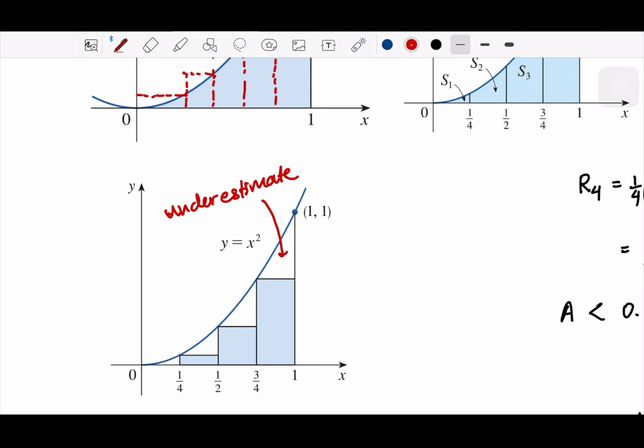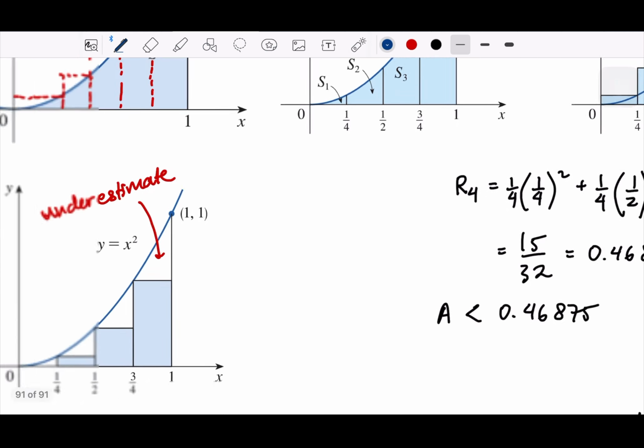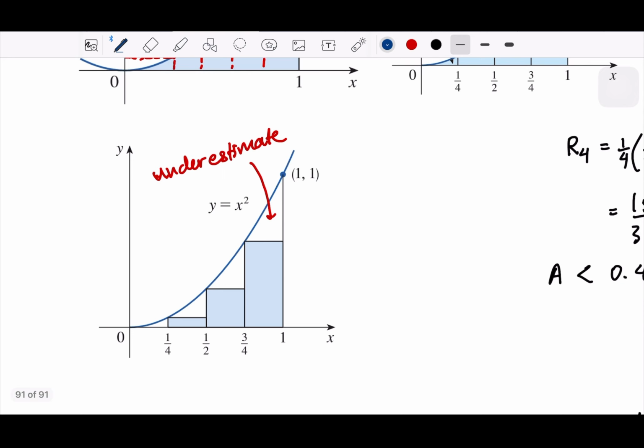Another way to differentiate the first one and the second one is the endpoints. The first one we also call the right endpoints. Why right endpoints? Because every rectangle has an endpoint on the right side. The second one is left endpoints. It's on the left. So this is left endpoints.